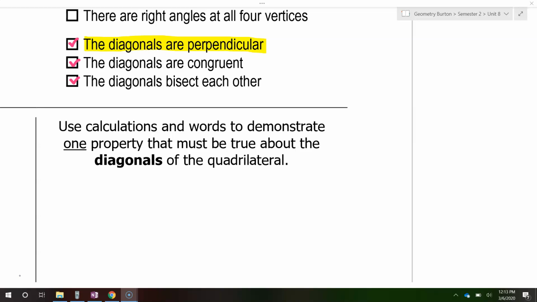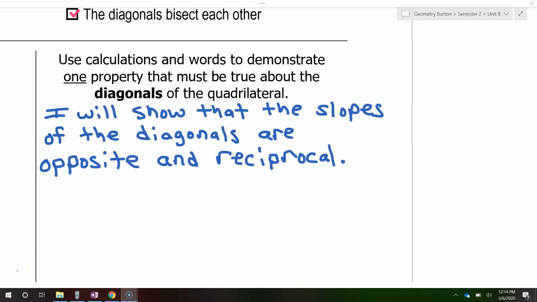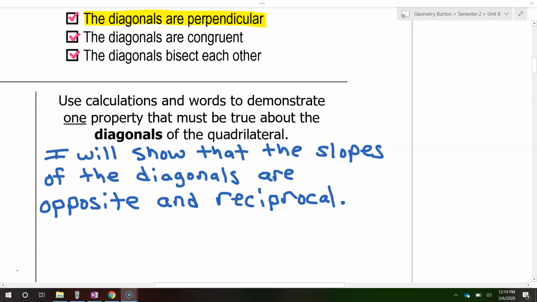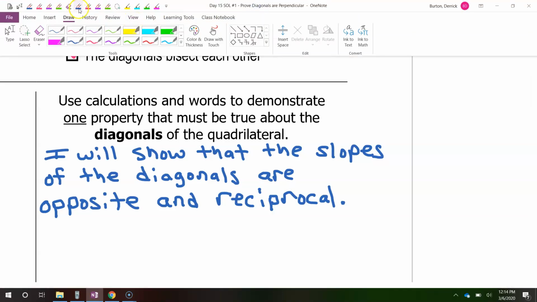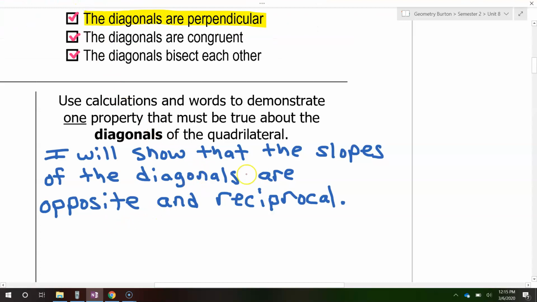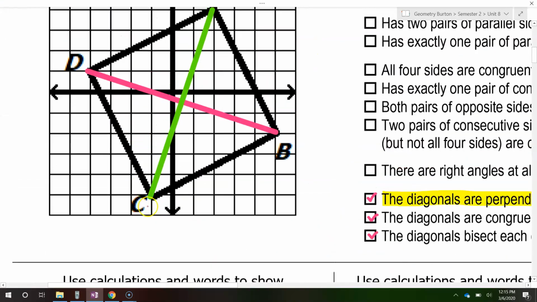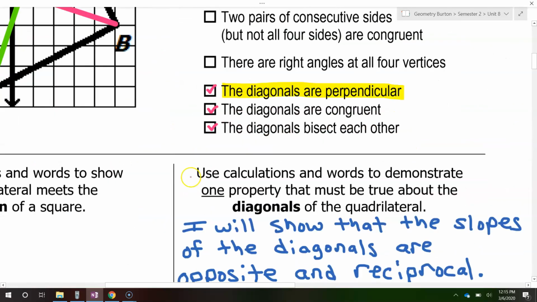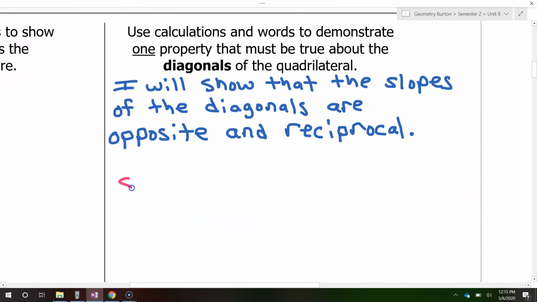So let's start off with our introduction. So in order to prove that the diagonals are perpendicular, I have to show that the slopes of the diagonals are opposite and reciprocal. So bam, there's my introductory statement. So now for the main body, I need to do what I just said I was going to do. So let's start with the diagonal DB. So that means we're going to have to find the slope of segment DB.